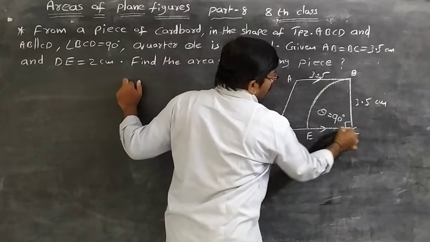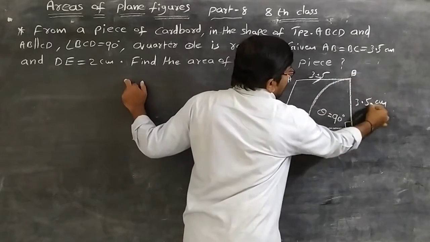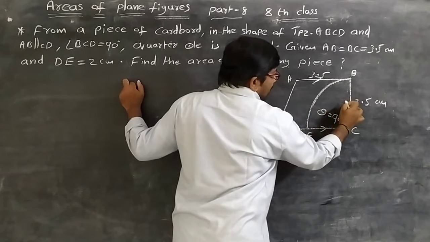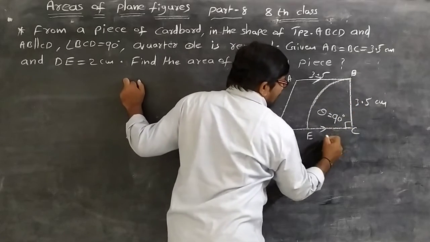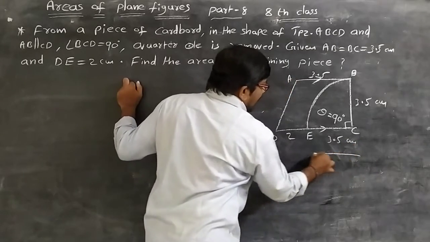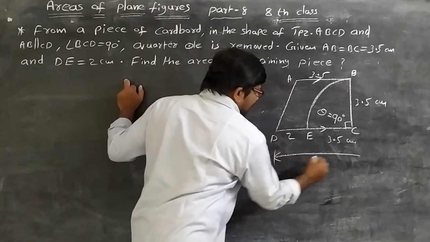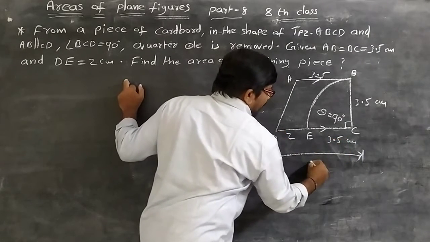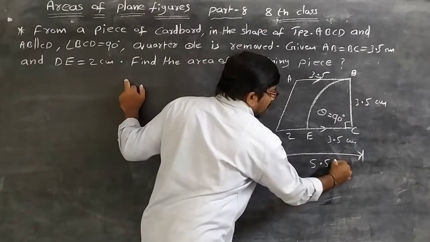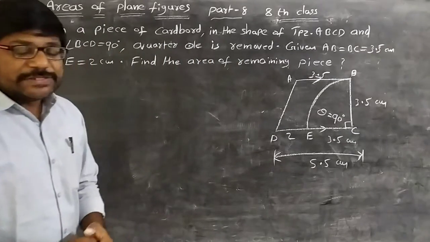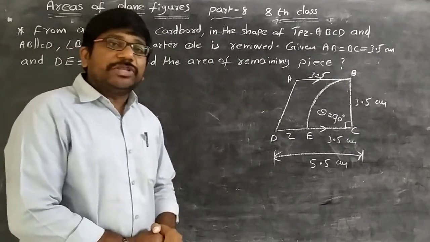In this quarter circle, 3.5 is the radius of this quarter circle, so it is also 3.5 centimeters. What is the length of total CD? CD is 2 plus 3.5, that is 5.5 centimeters, right? So finally we conclude that.